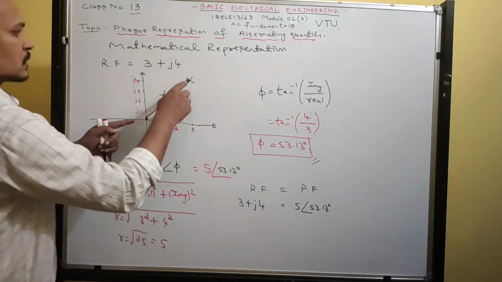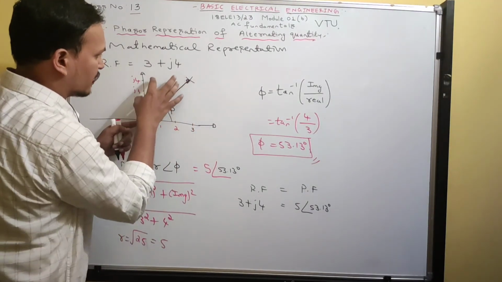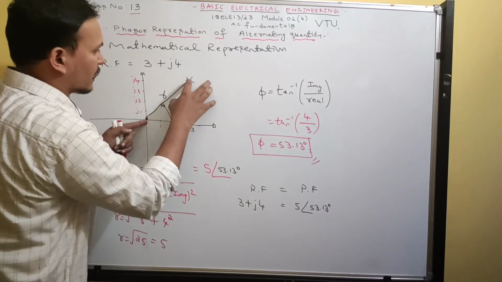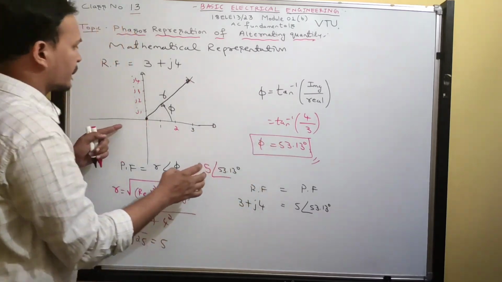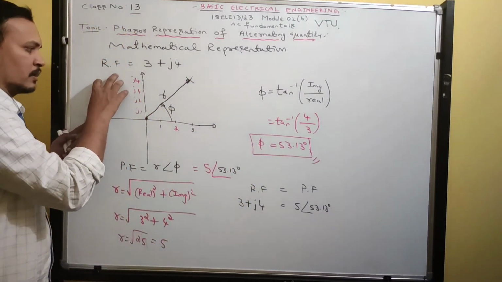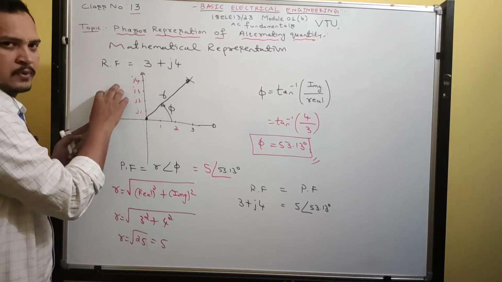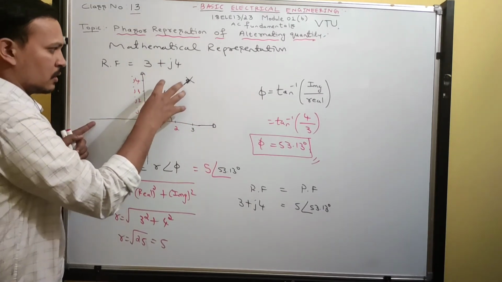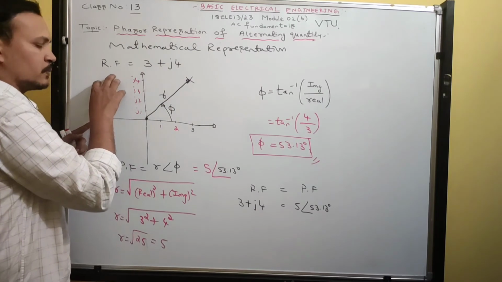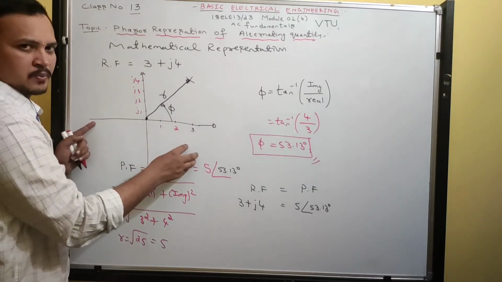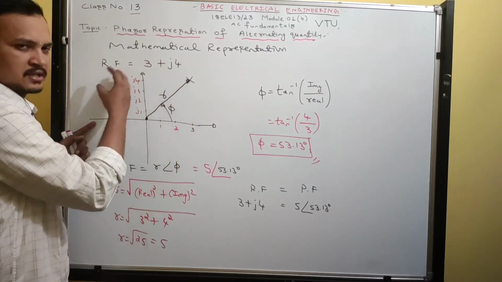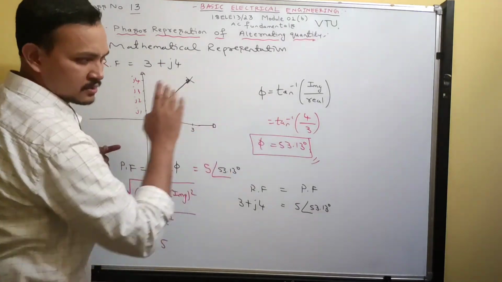Now, this complex point is located in which quadrant? First quadrant. In the first quadrant you will get a positive angle. Second quadrant also you will get positive. According to the ASTC rule, all are positive, sin is positive, tan is positive, cos is positive. According to the rule, the angle changes.